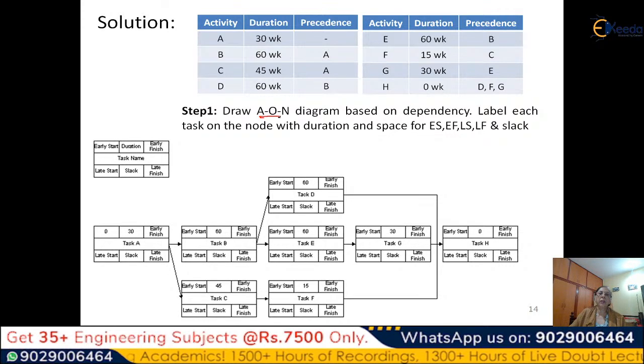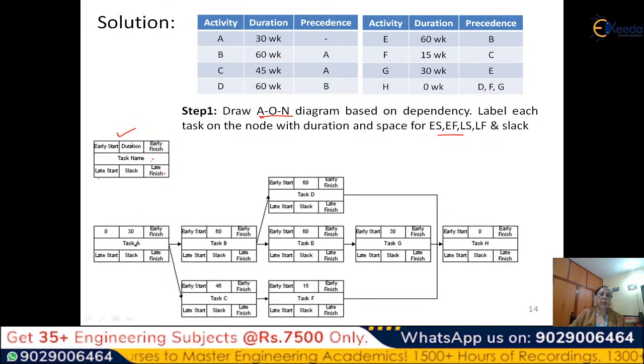So here we will do the activity on node diagram, the AON diagram, and label each node. The node can be denoted like this, which is a good convention. Here you will have the task name, and you can put the duration. These are given to us. We have to calculate early start and early finish in the first pass. In the backward pass, we determine the late finish and late start. And then we determine the slack. If we determine that, then the whole activity is determined.